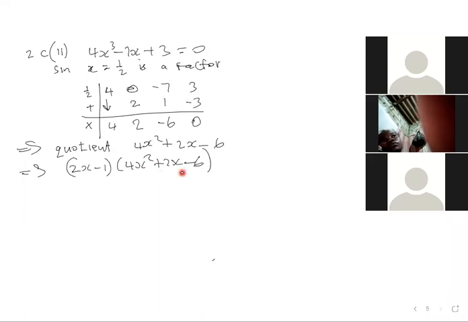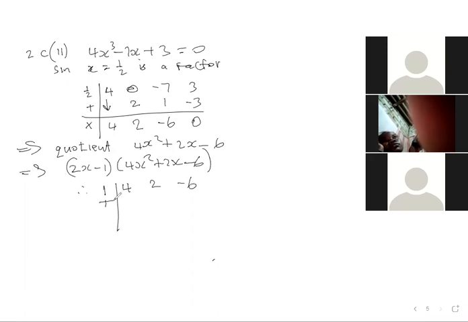1 is a factor. When you put 1 here, you have 4. We put 1 there, you have 2. 2 plus 4, you get 6 minus 6, you're getting 0. So 1 is a factor. So we are saying that 1 is a factor of the polynomial, which is a quadratic equation. Those factors are 4, +2, and -6.